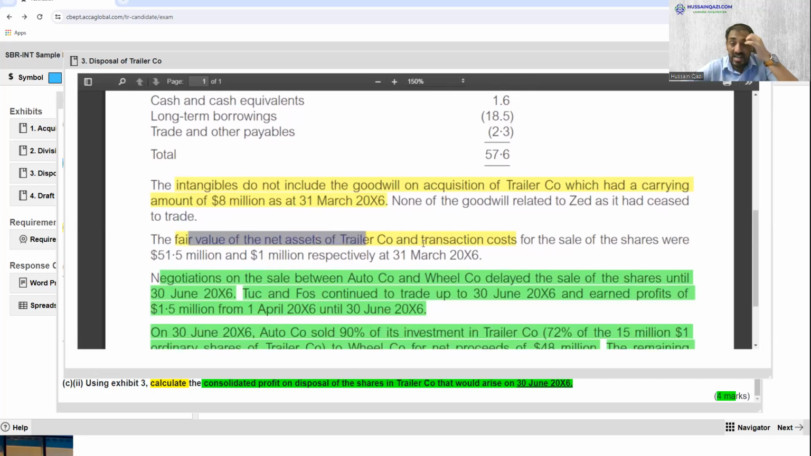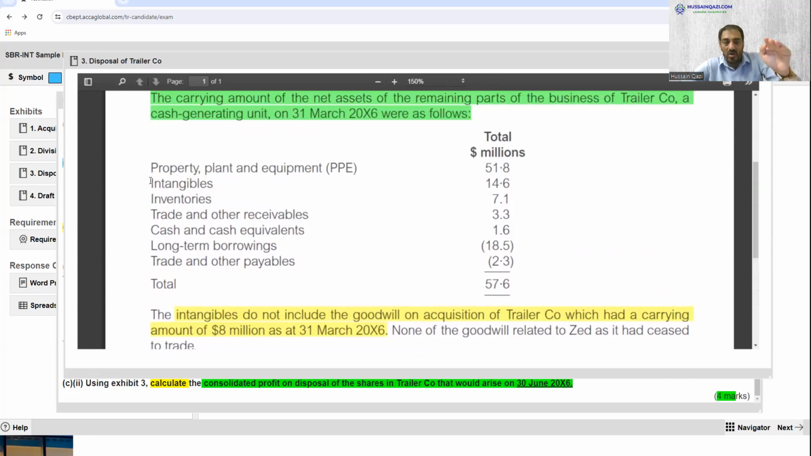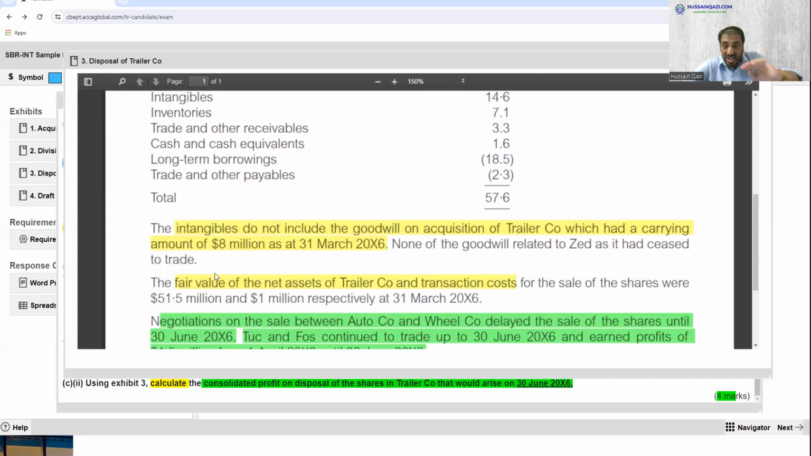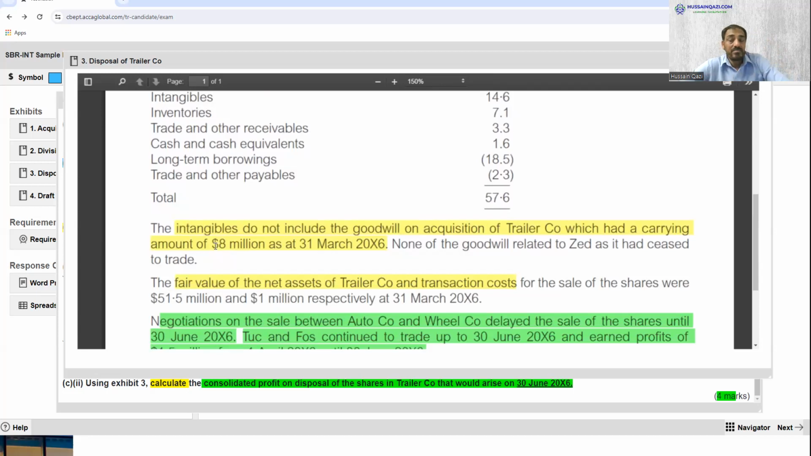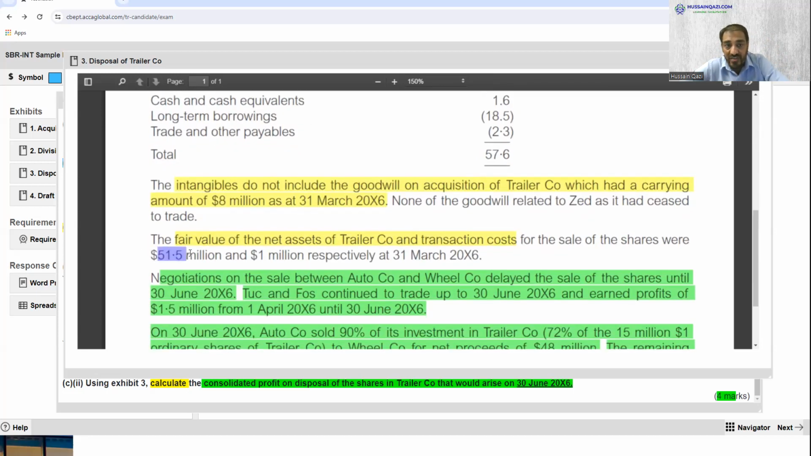Fair value of net assets of Trailer and transaction cost for the sale of shares were 55 and 1 million respectively at 31st March X6. Means Trailer must be reported as a disposal group in the consolidated balance sheet, and the measurement must be the carrying amount of the Trailer, all assets and liabilities, versus the lower of carrying amount or fair value less cost to sell. So this is 51.5 minus 1 million, that is fair value less cost to sell.